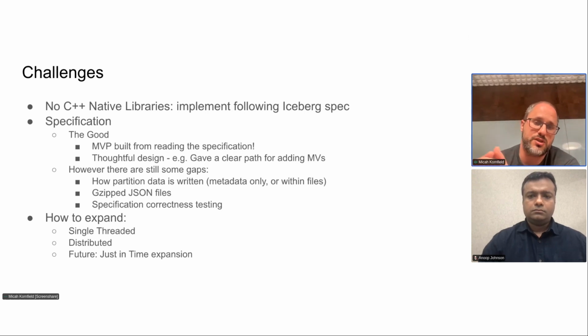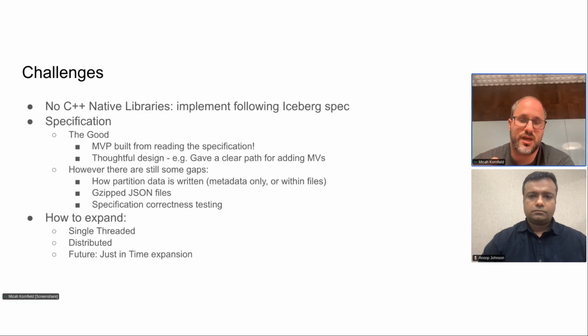So because there's no C++ library, we had to rely on the specification, which was actually a very nice experience for us. We were able to do an MVP of reading Iceberg data simply by reading the spec. We didn't need to look at any of the reference implementations, and it just kind of worked out of the box, at least for an initial implementation. Also, we're very happy with the Iceberg spec in a lot of ways. We'll talk about this a little bit later, but we're easily able to extend our integration with Iceberg to support materialized views on top of Iceberg.